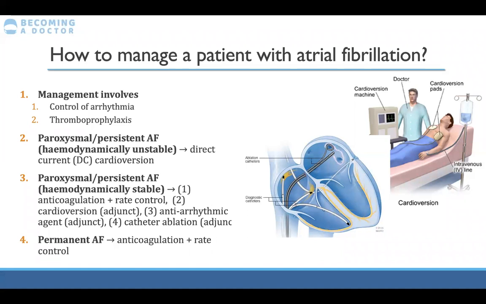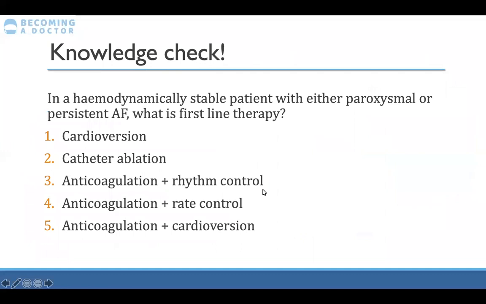Now, for patients with permanent AF in whom sinus rhythm cannot be restored, unfortunately, then you would give these people anticoagulation and a rate control strategy for management. Cool. So moving on to our next MCQ. In a hemodynamically stable patient with either paroxysmal or persistent AF, what is typically first line treatment for these individuals?